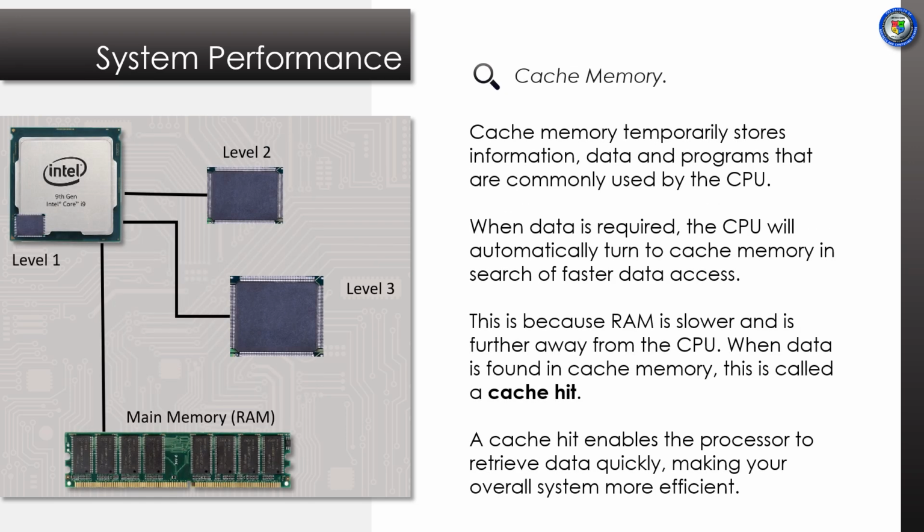The final factor we will look at that impacts on system performance is cache memory. Cache memory temporarily stores information, data, and programs that are commonly used by the CPU. When data is required, the CPU will automatically turn to cache memory in search of faster data access. This is because RAM is slower and is further away from the CPU. When data is found in cache memory, this is called a cache hit. A cache hit enables the processor to retrieve data quickly, making your overall system performance more efficient.